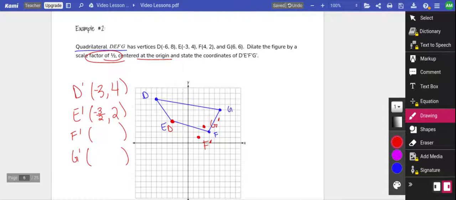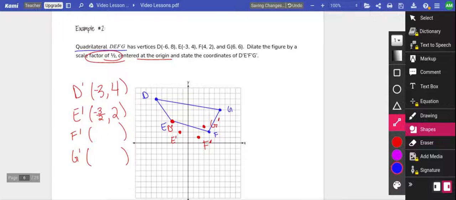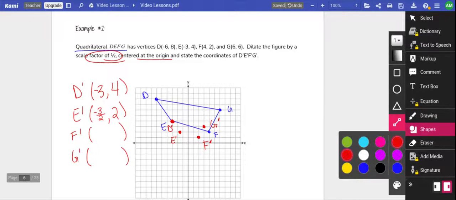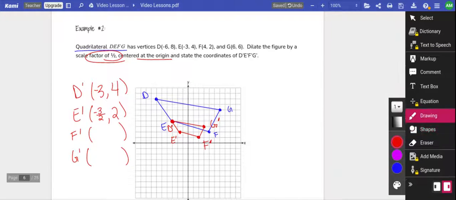So now I can plot that point. -1.5, up 2. Here is point E prime. And now I can connect my points to make my new figure. And I need to still state F and G.